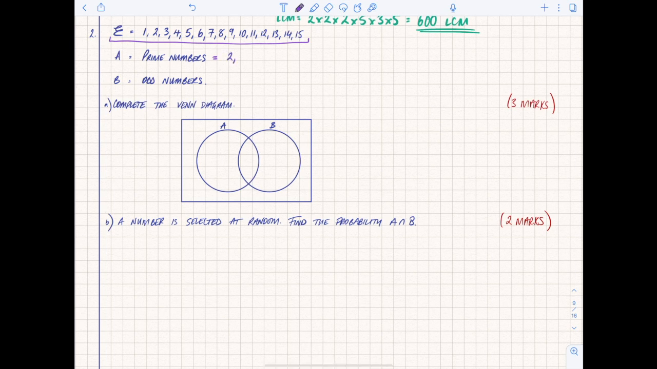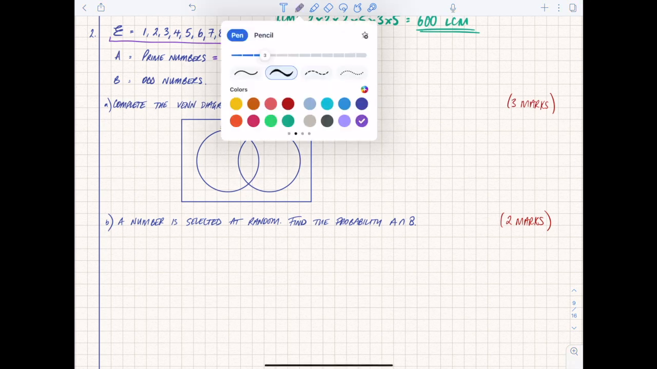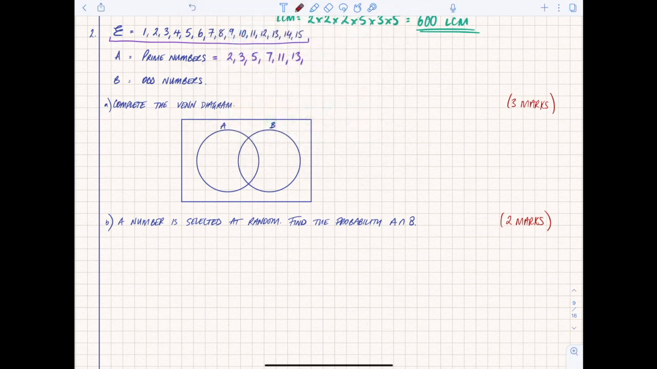So 2 is my first prime number because 1 isn't a prime. 2 is my first. 3, 5, 7, 9 is not a prime. 11, 13, and then the next one would be 17, but obviously that's too high because I'm only going up to 15. Then what I would do is I'd list all my odd numbers. Well, 1, 3, 5, 7, 9, 11, 13, and 15.